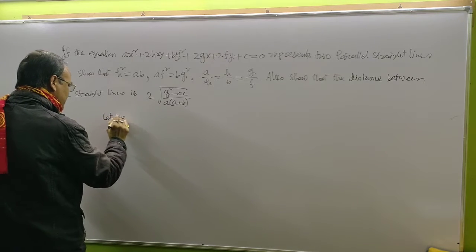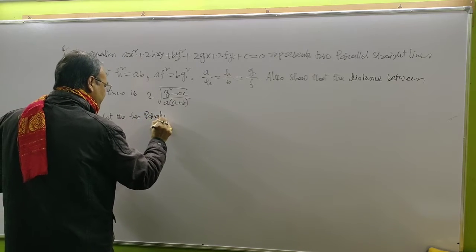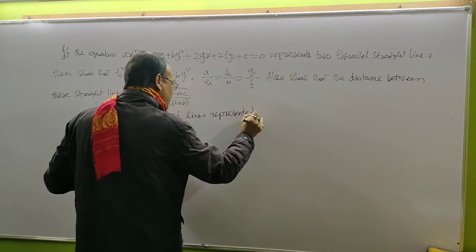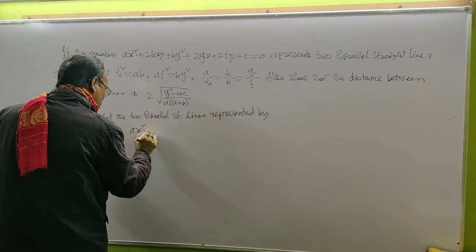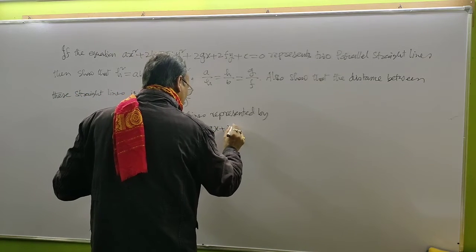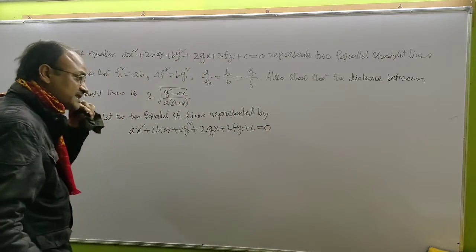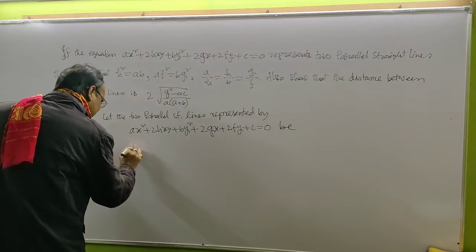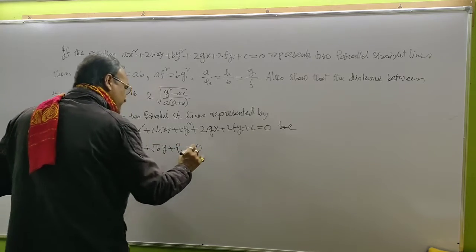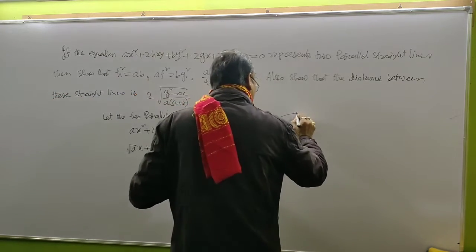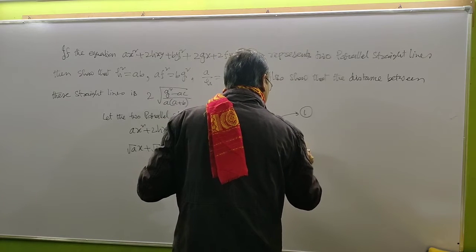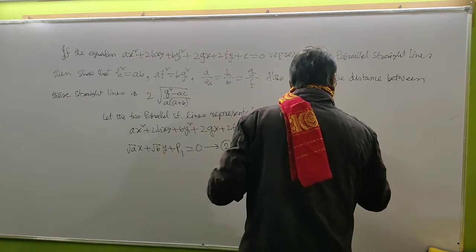Let the two parallel straight lines represented by ax square plus twice hxy plus by square plus twice gx plus twice fy plus c equal to 0, suppose this is number 1, be written like this: root a x plus root b y plus p1, some constant, this is number 2, and root a x plus root b y plus p2, this is equal to 0, number 3. We may take like this.